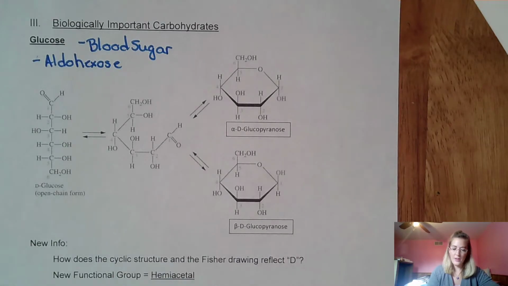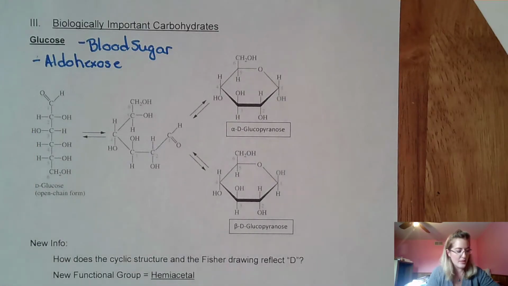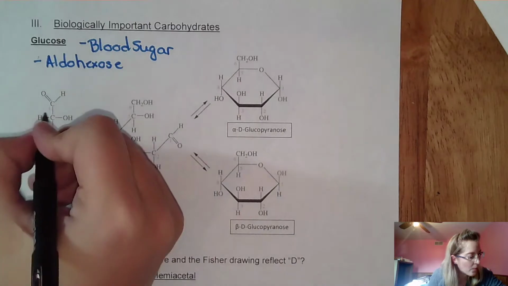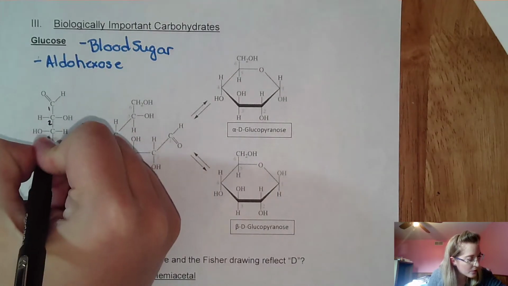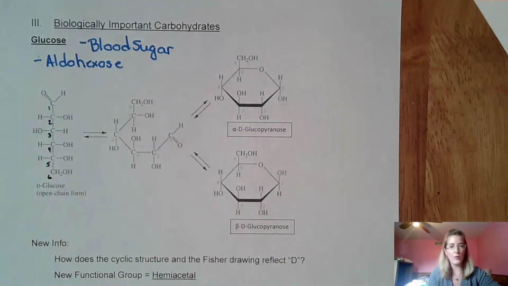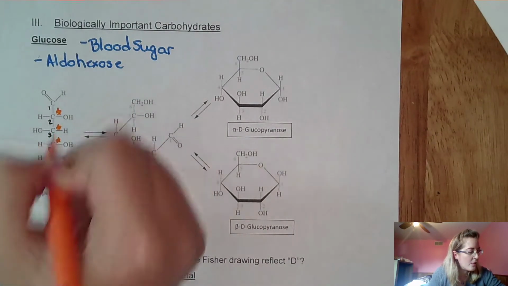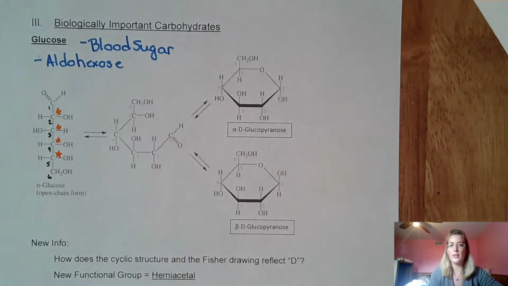Alright, so point these guys out. Depending on how the printout works, you can kind of already see the numbers there. I'm going to go ahead and write them: 1, 2, 3, 4, 5, and 6. So write out, number your carbons. That's going to be important for this. Carbons 2, 3, 4, and 5, little stars there, they are chiral in the open chain form.